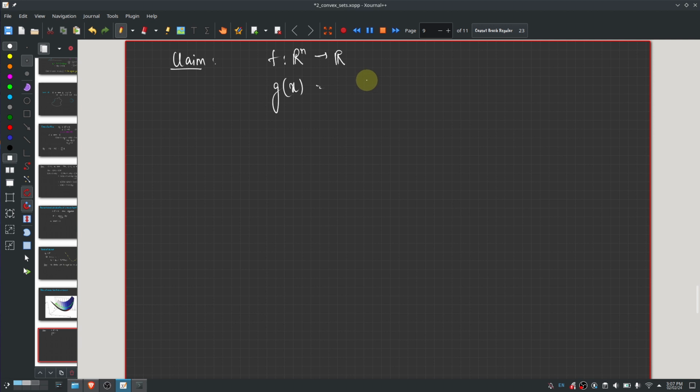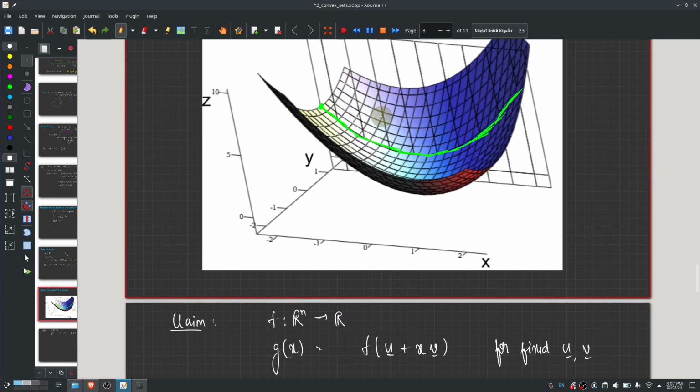So I pick an initial point, and I pick one particular direction. So f of u plus x times v. I fix u and v. So maybe this is the starting point in this picture. This would be my u. Maybe I start from this point, so this would be my u, and any vector along this particular direction would be my vector v.